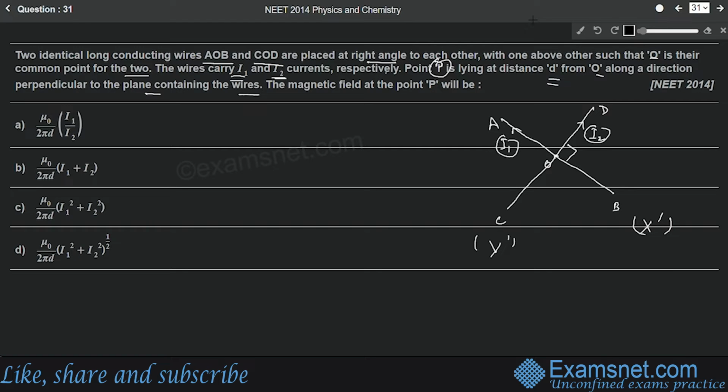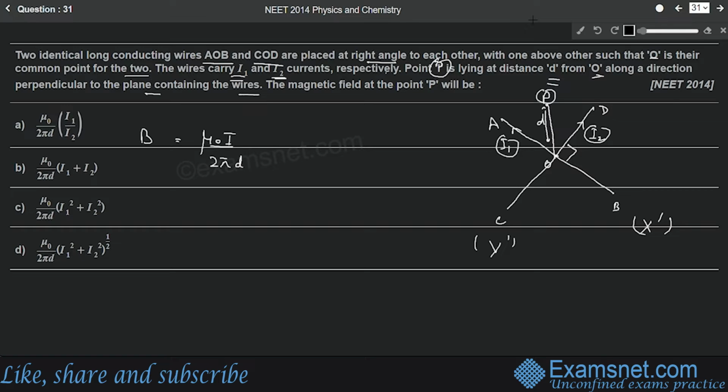Another thing that is given in the question is that there is a point P which is lying at a distance D from O along a direction perpendicular to the plane. So this point P must be lying along the Z axis. This is the point P. It is at a distance D from point O. We have to find the magnetic field at the point P. We know that the magnetic field due to a long current carrying conductor will be equal to mu naught I by 2 pi D, where D is the distance of that point.